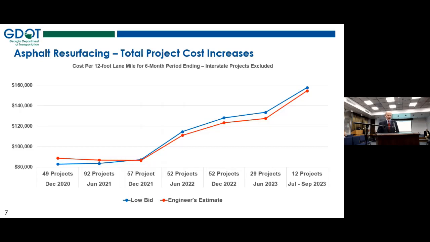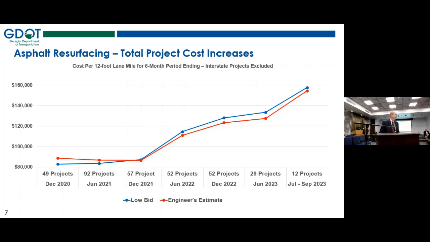We've categorized or combined the data into 6-month increments, as you can see across the bottom of the slide, ending with the month and year shown, with the exception of the last column just being the first 3 months in this fiscal year. On all of these slides, I'll present on project types. The engineer's data is presented in red data, and the low bid is in blue data.